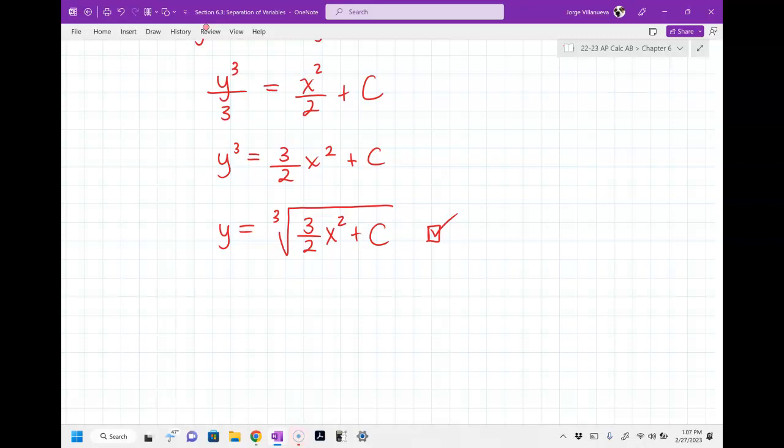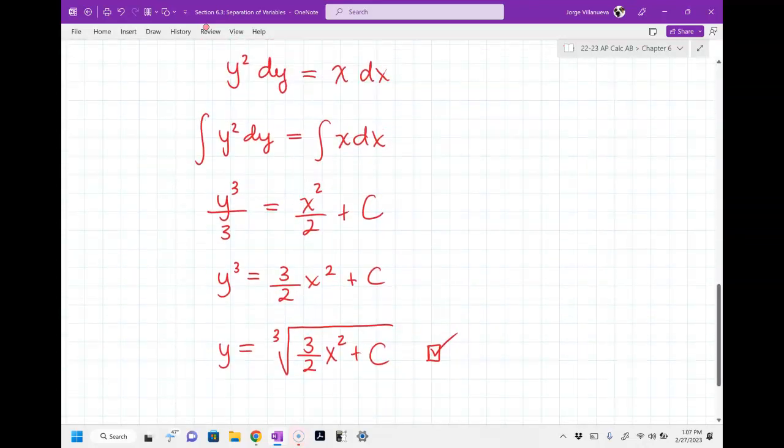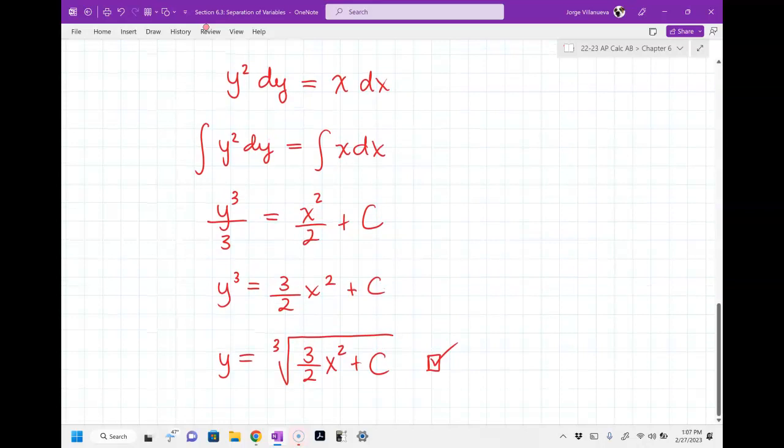Are we okay with that one? Not too bad, right? So again, this is probably going to be worth 3 or 4 points. Whether or not they give you a point for the plus c, that's up to them. But usually separation of variables is 1. So up top would be 1 point.